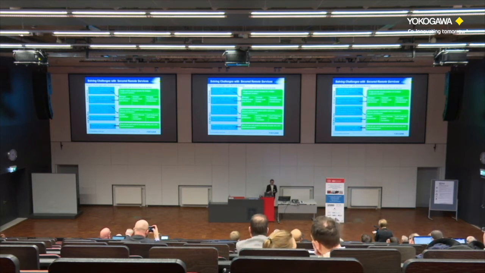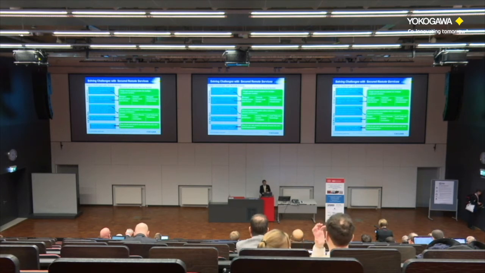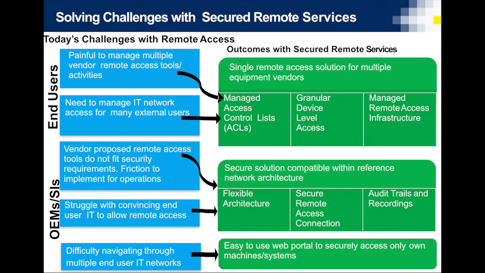It can be done through a few mechanisms, for example the access control list, with definitions of the granularity of device level access, and having secure two-factor authentication for the remote access infrastructure to be in place.